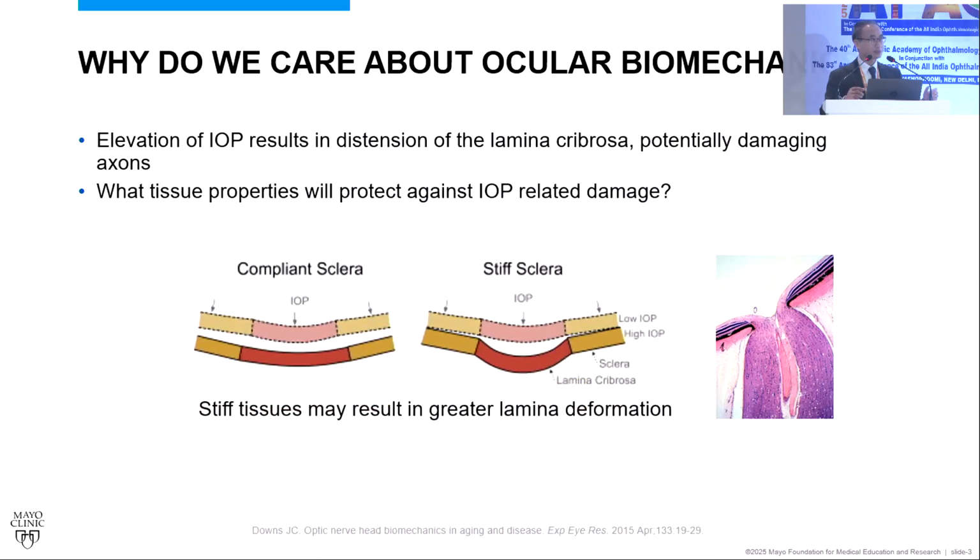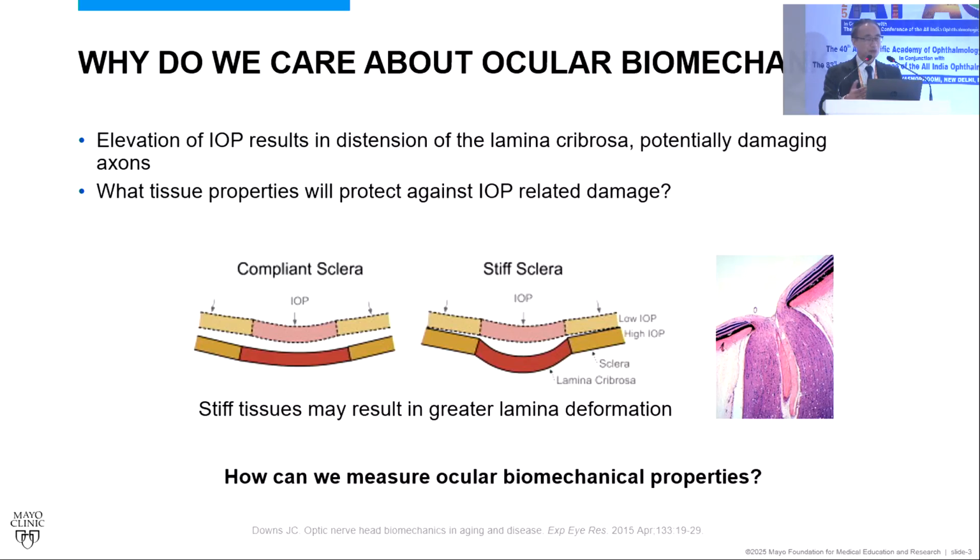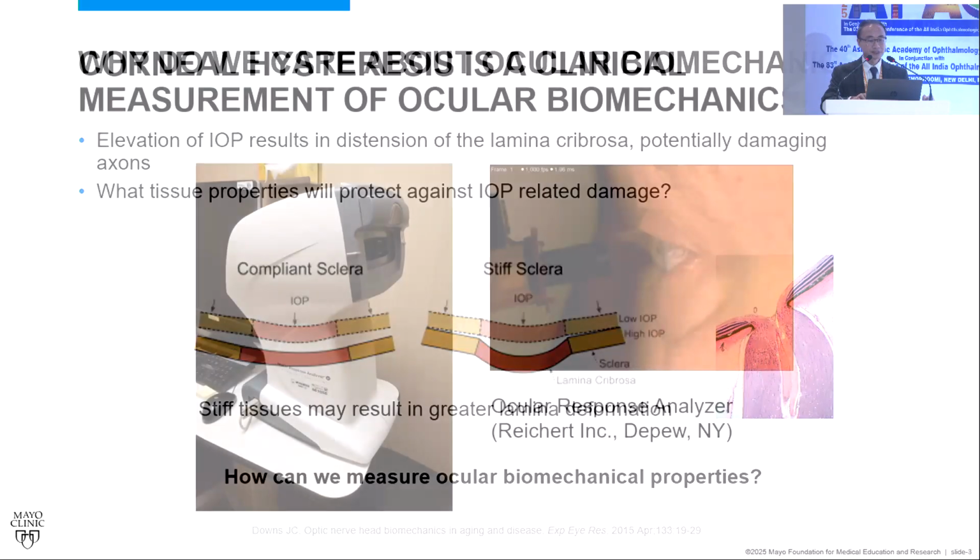The problem is that the tissues of the eye are not uniform, and Crawford Downs, as well as others, have shown that you can have different tissue properties in different areas. If, for example, you had a stiff sclera but a compliant lamina, when you raise IOP, you actually concentrate deformation into the lamina cribrosa, where you definitely don't want it to happen. So one of the issues then is how do we start to measure ocular biomechanical properties?